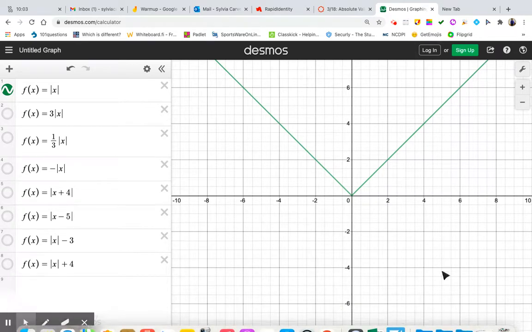Let's talk about domain and range. The domain for an absolute value function is going to be all real numbers. It's going to extend forever and always over to the left-hand side, and it's going to extend forever and always over to the right-hand side. So your domain is all real numbers.